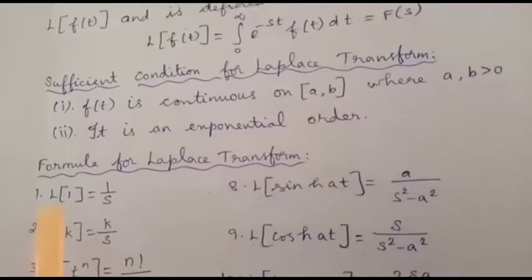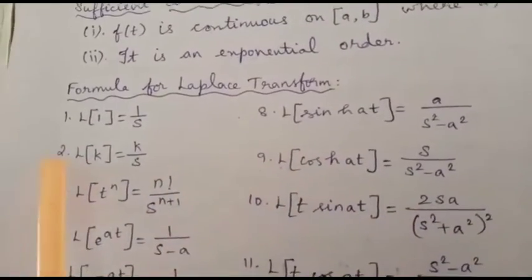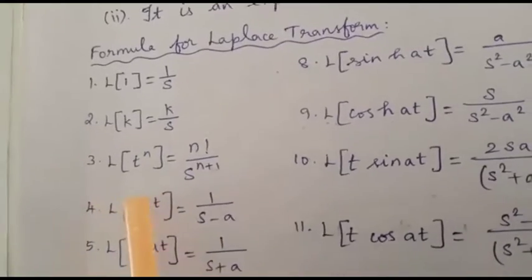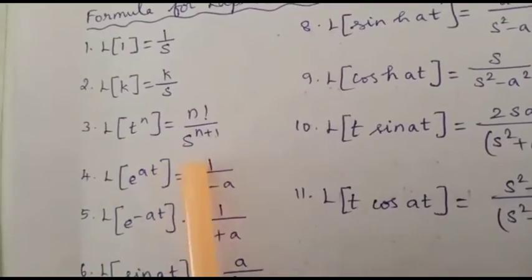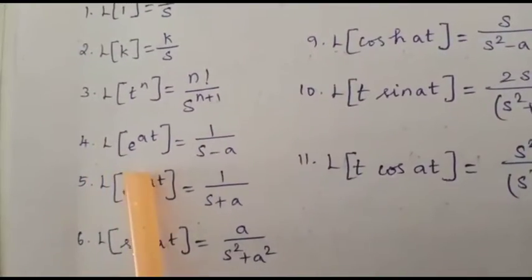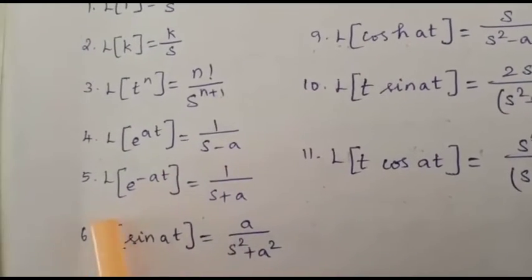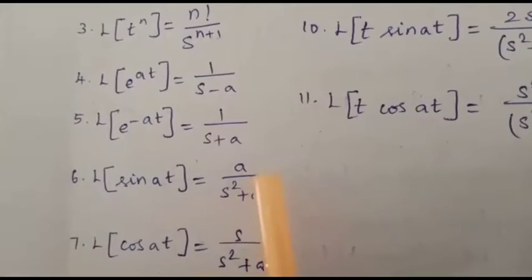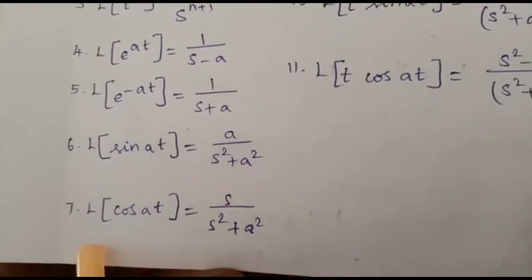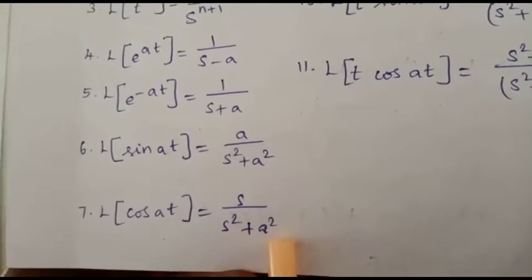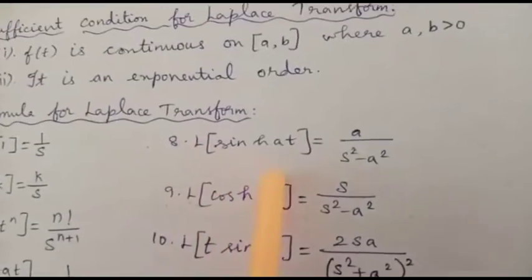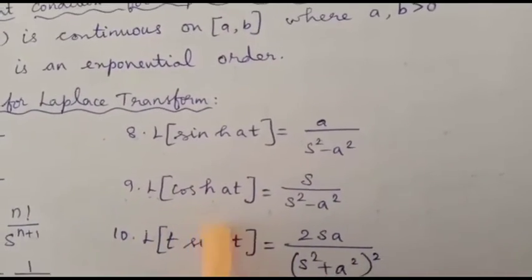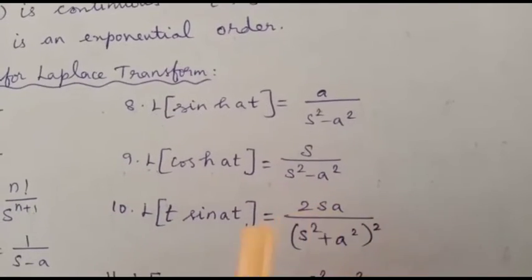Now let us see some formulas of Laplace transform. L of 1 is equal to 1 by s, L of k equal to k by s, L of t power n is equal to n factorial by s power n plus 1, L of e power at equal to 1 by s minus a, L of e power minus at equal to 1 by s plus a, L of sin at equal to a by s square plus a square, L of cos at equal to s by s square plus a square, L of sinh at equal to a by s square minus a square, L of cosh at equal to s by s square minus a square.